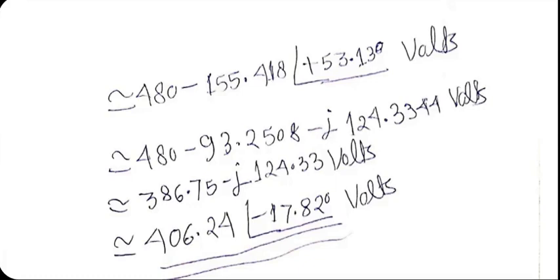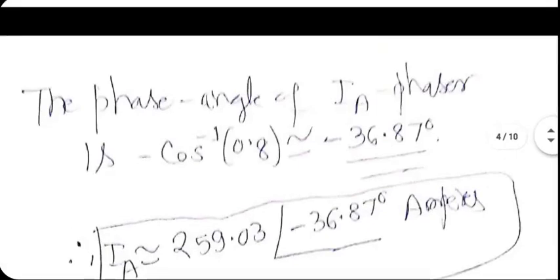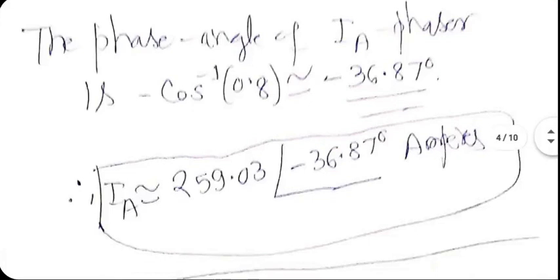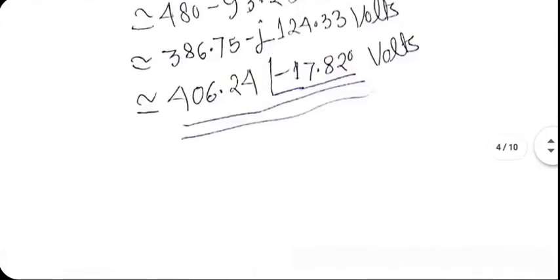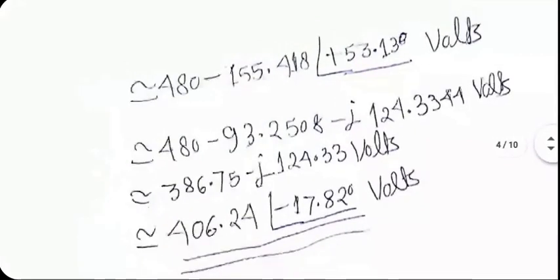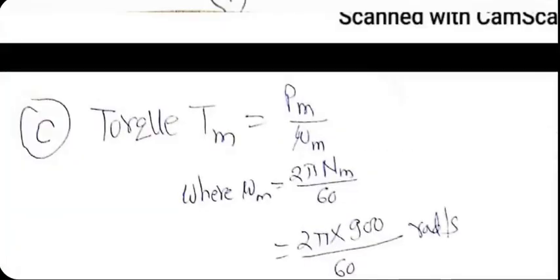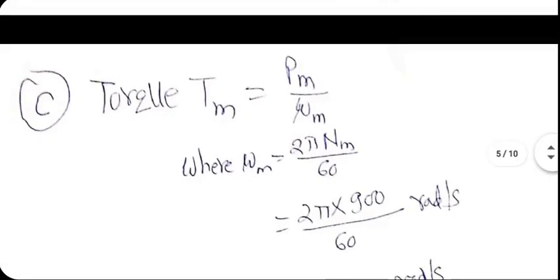This is the angle delta. The power angle is this, minus 17.82 degrees. This is not equal to the power factor angle of the load. Not in all cases for sure. Okay, so part B is done. In part C, you are supposed to calculate the torque. So first thing you do is calculate the omega m value.